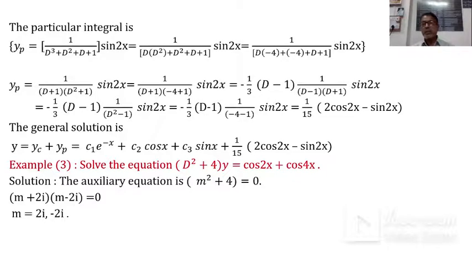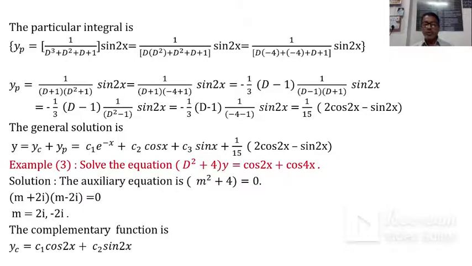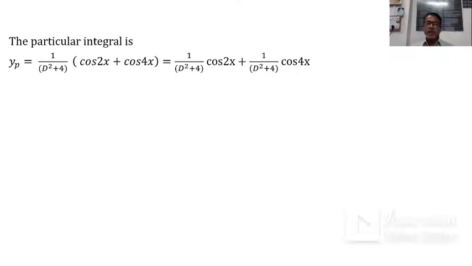yc is equal to c1 cos 2x plus c2 sin 2x. This is our complementary function. Now to find the particular integral, yp is equal to 1 upon f of D operate on Q of x, which is 1 upon D square plus 4 operate on cos 2x plus cos 4x.